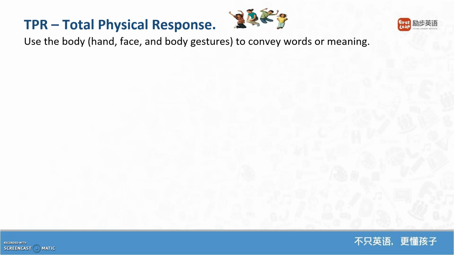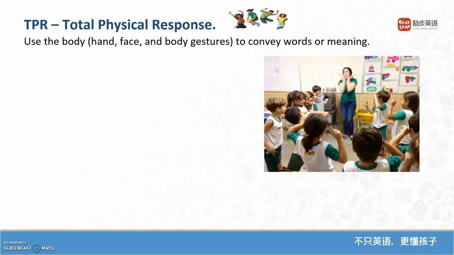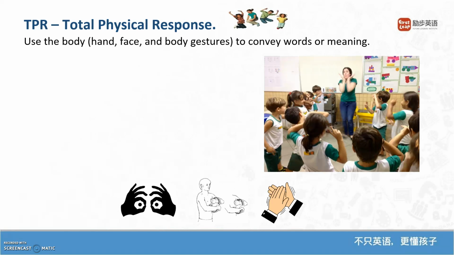One way to help students comprehend meaning of vocabulary is to use something called TPR. TPR stands for Total Physical Response and involves using the body to convey meaning. This could be through hand, face, or body gestures or movements. The picture here depicts a teacher using TPR, or whole body and face movements, to teach students meanings of words. Motions are often easy to teach using TPR.